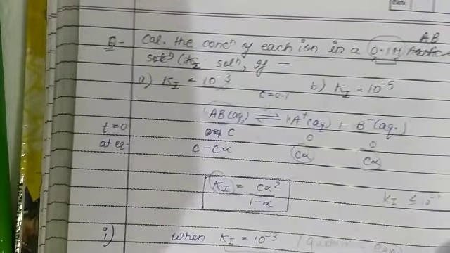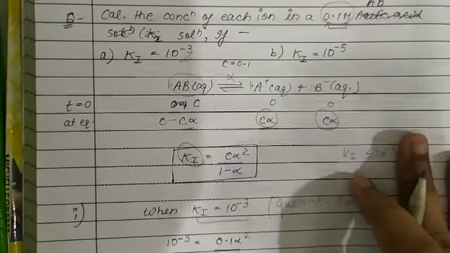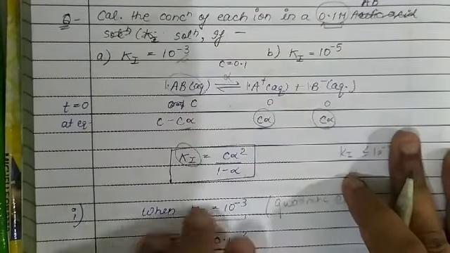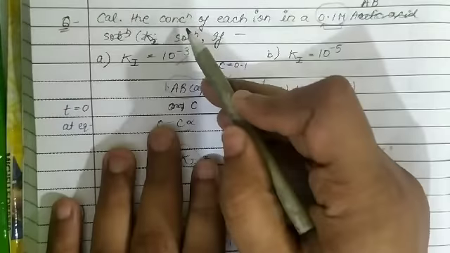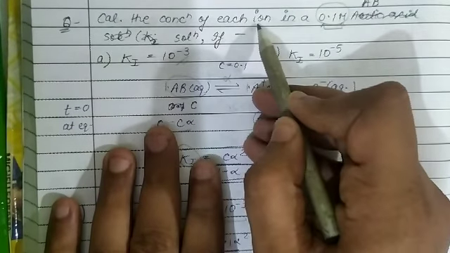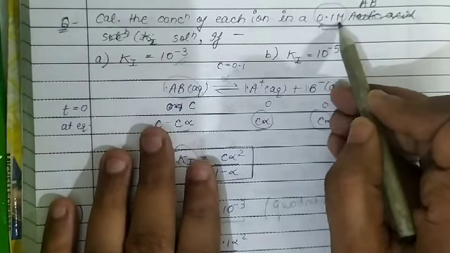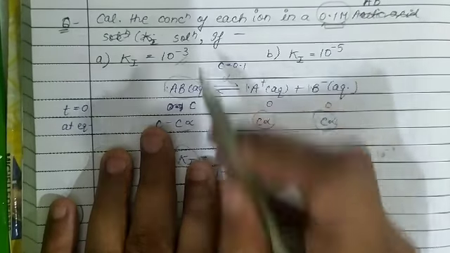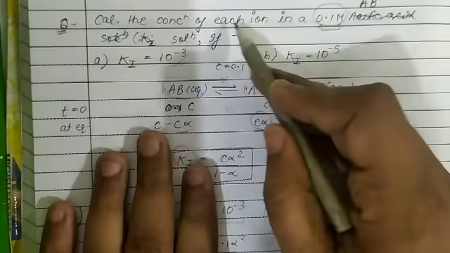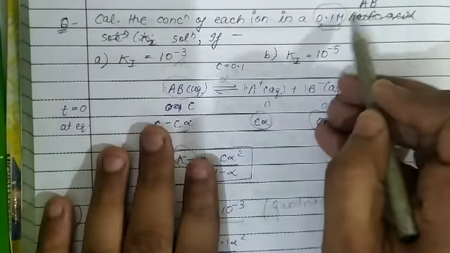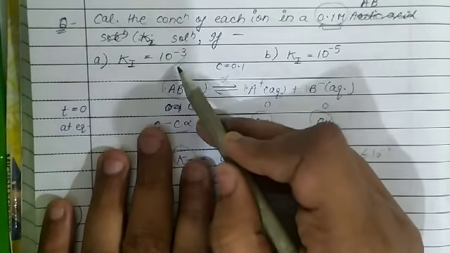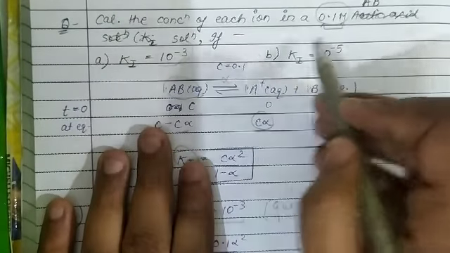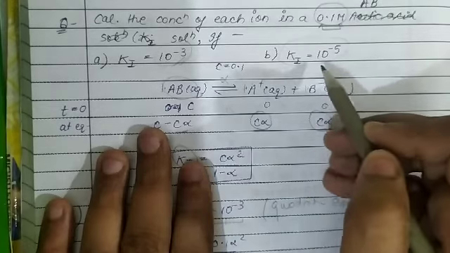The next question we are going to discuss is: calculate the concentration of each ion in a 0.1 molar AB solution, if Ki is 10 to the power minus 3 and if Ki is equal to 10 to the power minus 5.